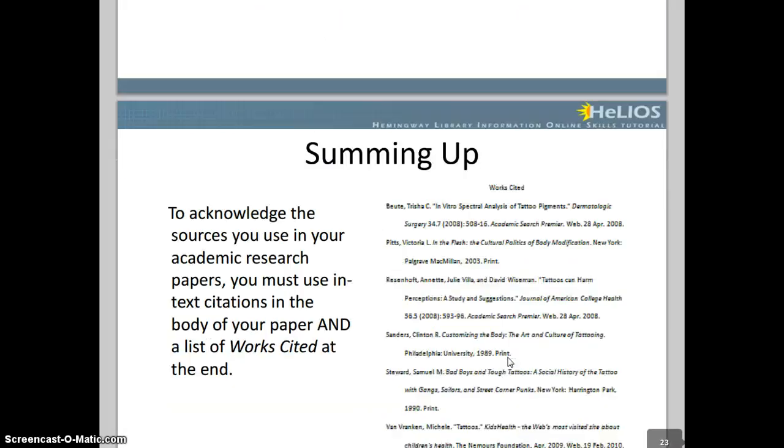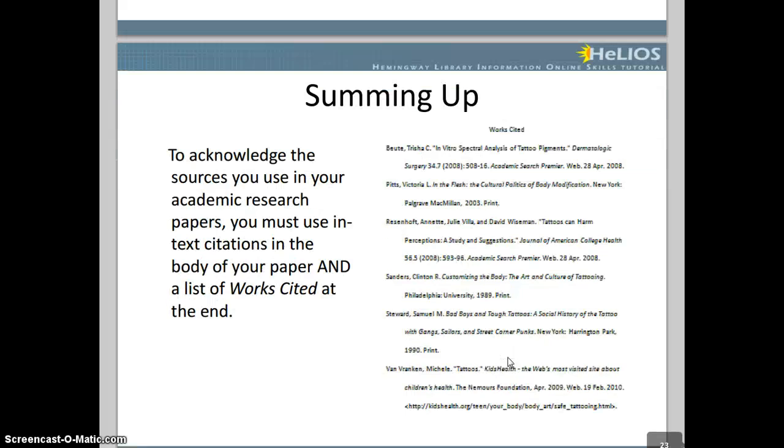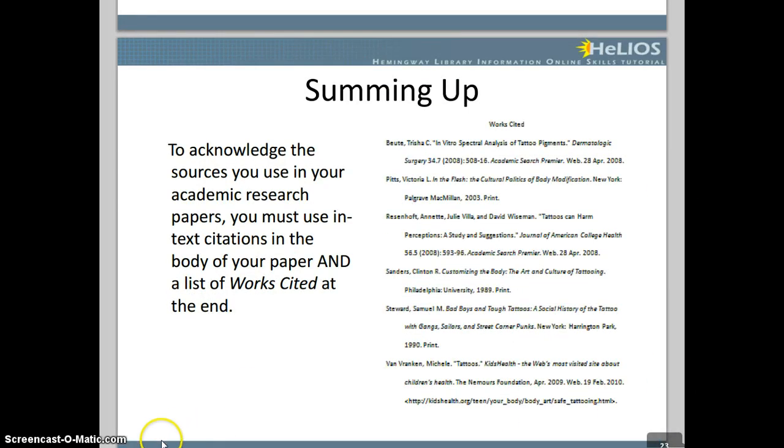Bottom line is, using outside sources in our paper only increases our credibility, and only helps better convince our audience that we know what we're talking about, and show them that. And we can do that by citing our sources inside the text, as well as having a competent and complete works cited at the end of our papers.